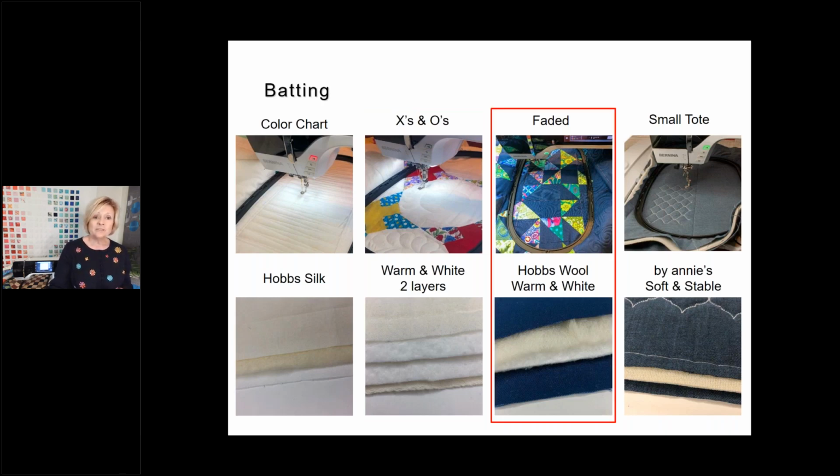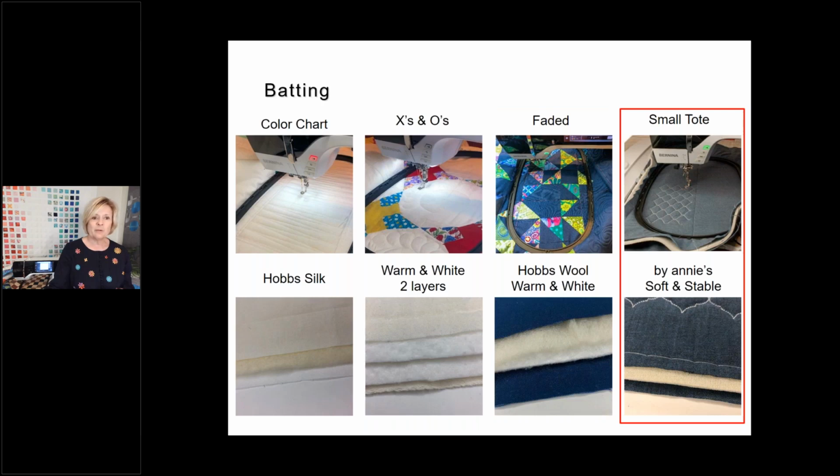Now the faded quilt is a 45 by 45 inch quilt, and I wanted to see the loft of the quilt in the quilt pattern in the negative space, because there's a lot of negative space or solid blue in this quilt. So I wanted a stable base, as this is going to be a wall hanging as well. So what I did here is I layered Hobbs wool batting to get the loft, and then I put Warm and White on the bottom to give it a little more stability. And this did do exactly what I wanted it to do. It does provide loft and the stability that I wanted for this particular quilt.